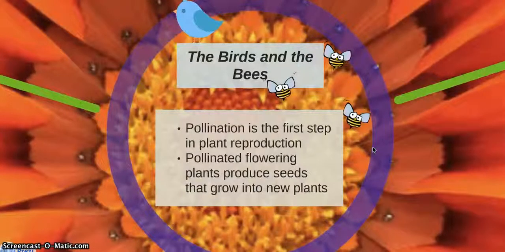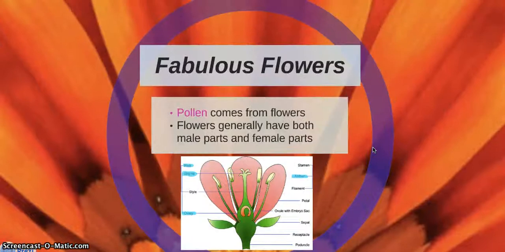Well, you've heard of the birds and the bees. Pollination is the first step in plant reproduction. And this is important because pollinated flowering plants produce seeds that grow into new plants. So let's start with the fabulous flowers, which is where pollen comes from.